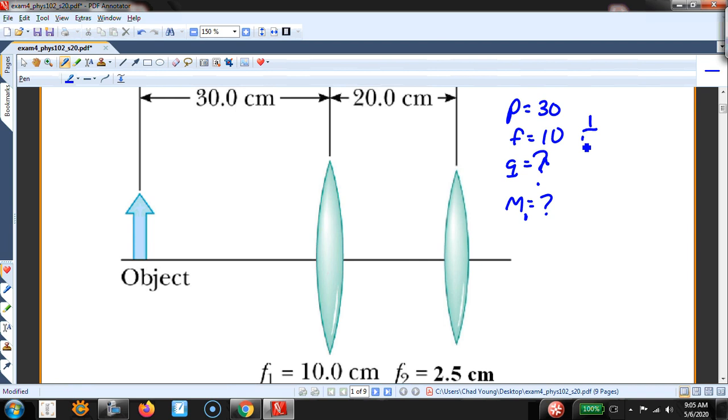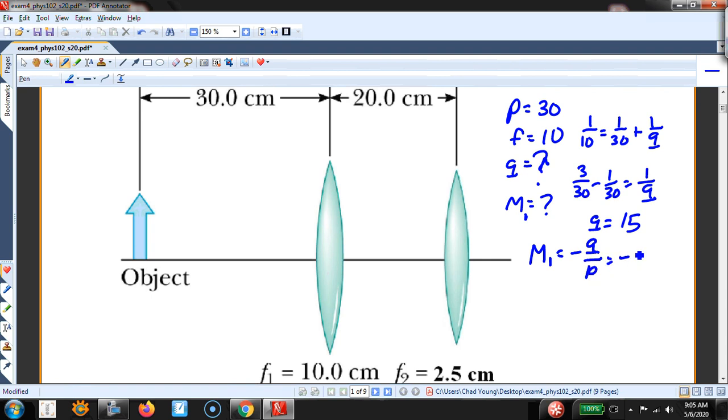So I say 1 over 10 equals 1 over 30 plus 1 over Q. That's 3 over 30 minus 1 over 30, 2 over 30, so Q is equal to 15 centimeters. And then M1 is equal to minus Q over P, minus 15 divided by 30, which is negative 1/2. And then we do the second part.